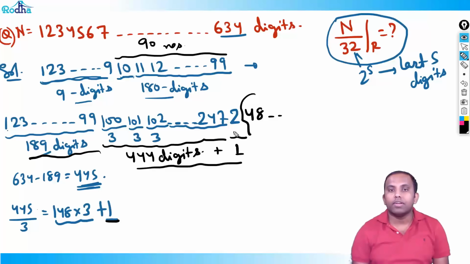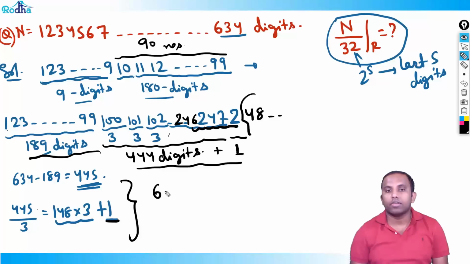So what are the last 5 digits of the number? 246, 247, and 2. So the last 5 digits are 62472. We are searching for the last 5 digits only. So 62472 divided by 32, what is the remainder? Do it manually.